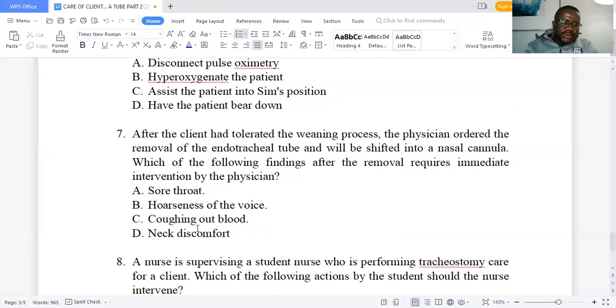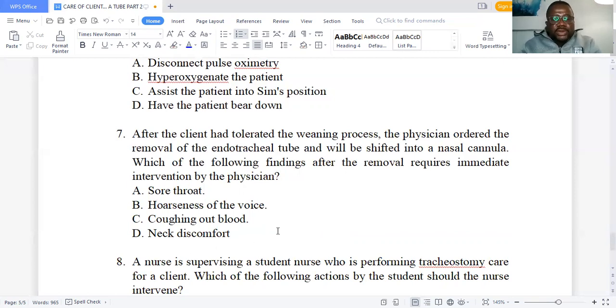So what did I say about that? I said, when we remove the endotracheal tube, we should inform the patient that the patient might feel some sore throat, some hoarseness, it's normal. But if the patient coughs out blood, it is not correct. If you find out that the patient is coughing out blood, maybe in the course of removing the tube, maybe you injured the airway or something. Yeah, it is not correct. So action has to be taken.